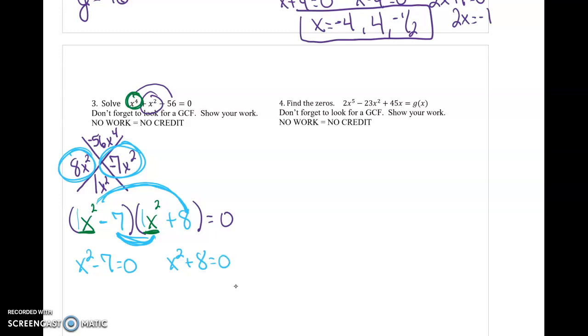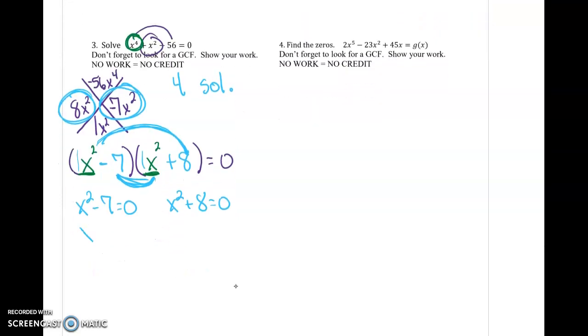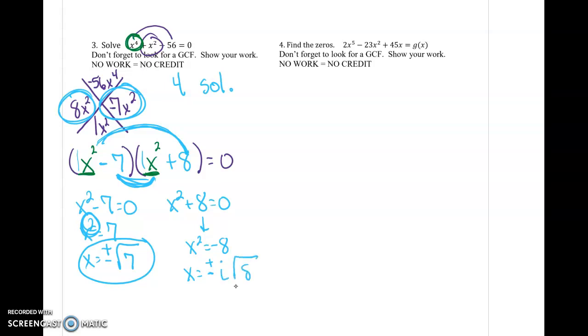So remember, we are going to have 4 solutions in this problem. So when I take the one on the left and I add 7, and then I square root, this little 2 again is about to tell me I'm going to get 2 answers, and just whatever the square root of 7 happens to be. And on this one, I would subtract 8, and now when I square root, again, I'll get 2 answers, but I'll be taking the square root of a negative number, so I'll be getting an i, and then whatever the square root of 8 is.